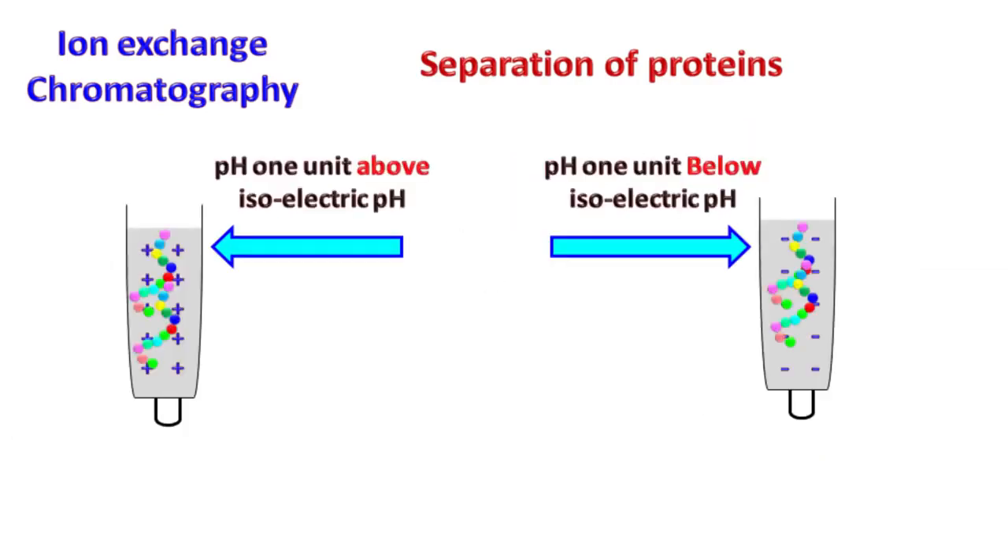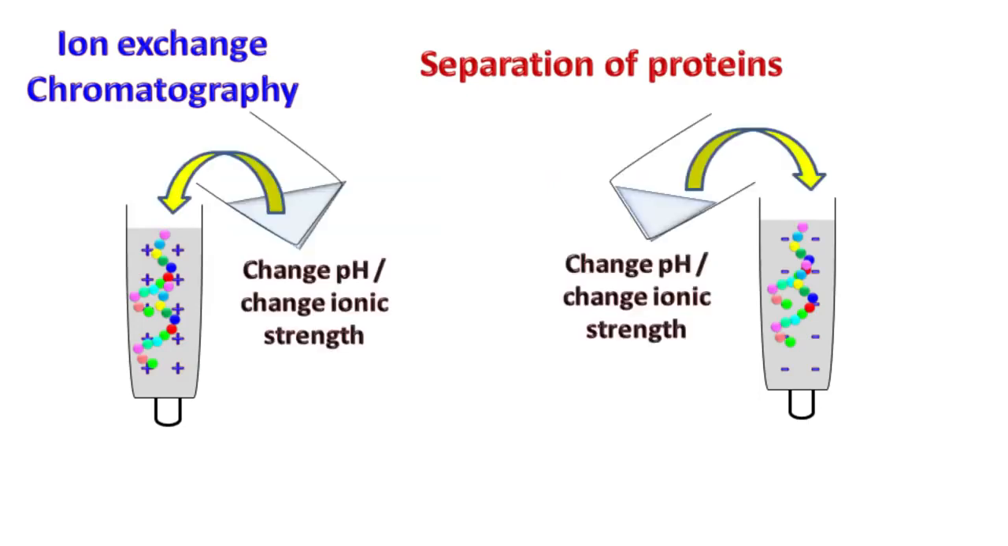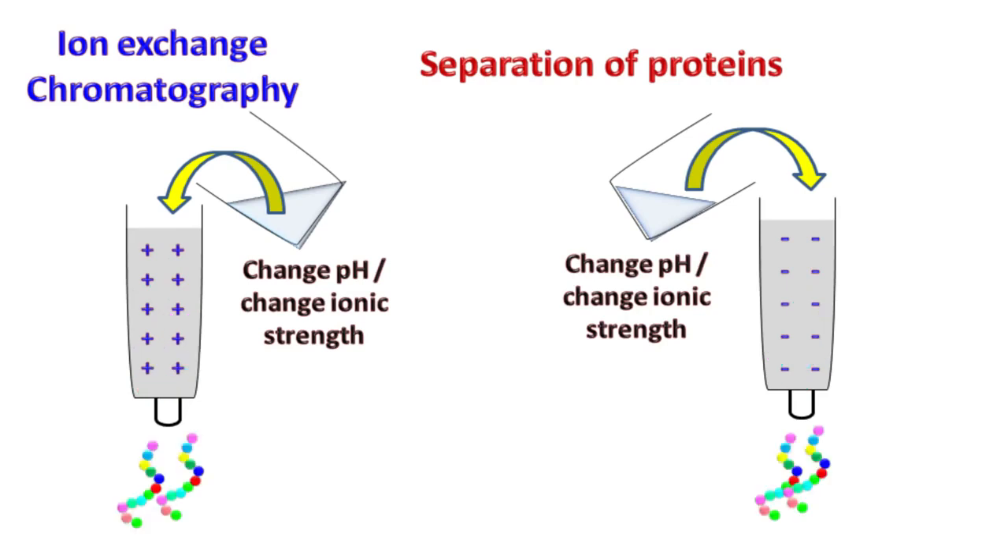Once the protein binds the stationary phase in the column, elution of protein can be done by changing the pH or by changing the ionic strength.